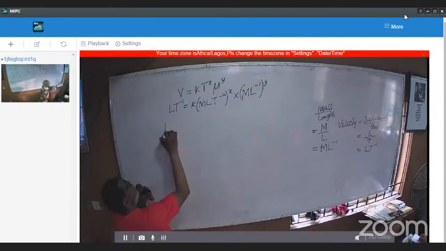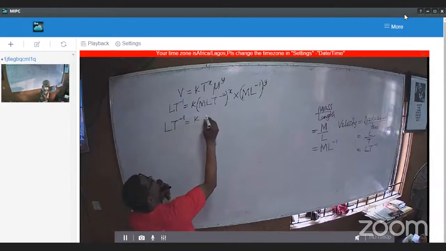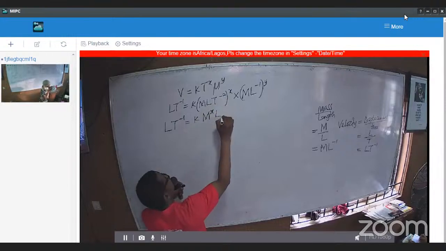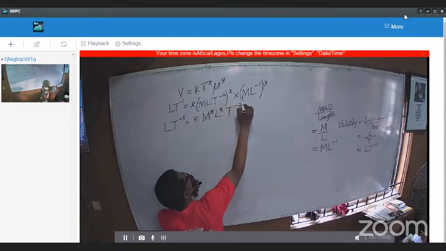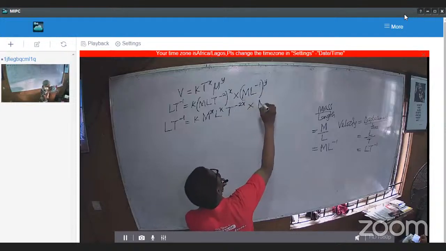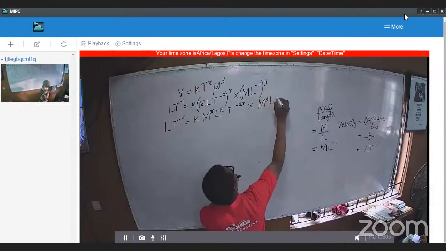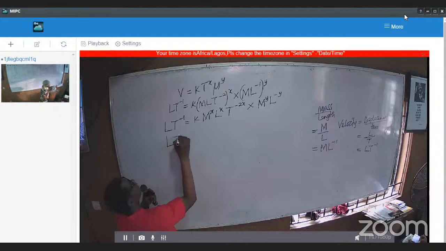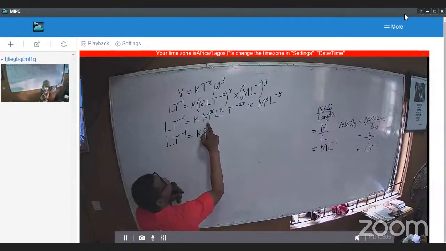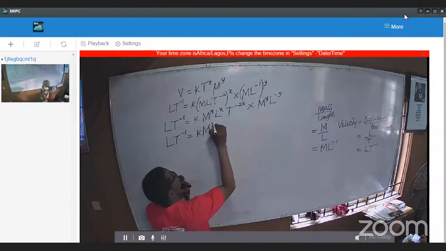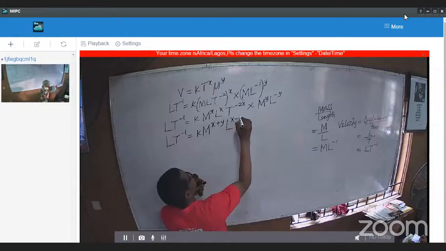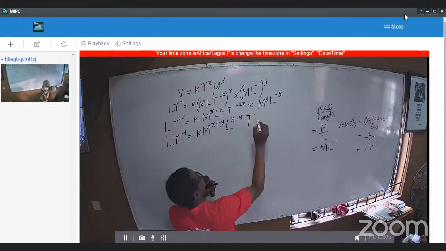LT minus 1, leave the K. Open the bracket. M power X, L power X, T power minus 2X, M power Y, L power minus Y. Now all the L you bring them together. There are two M's, bring them together, indices add up. L power X minus Y. Now only one T there, T raised power what?